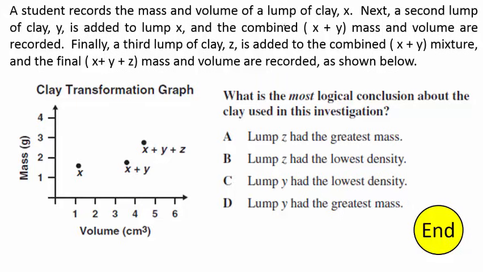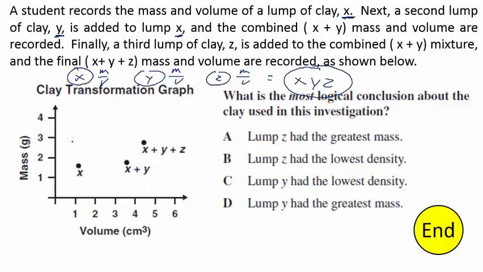All right, a student records the mass and volume of a lump of clay X. Next, a second lump of clay Y is added to lump X. When I visualize this question, and you have to have good vision to answer some of these, I imagine a lump of clay X that has a mass and volume, a lump of clay Y that has its own individual mass and volume, and then finally it says we're adding a third lump. We'll call that lump Z, and it also has a mass and volume. We're going to add those all together to get one big lump of what we call XYZ clay.